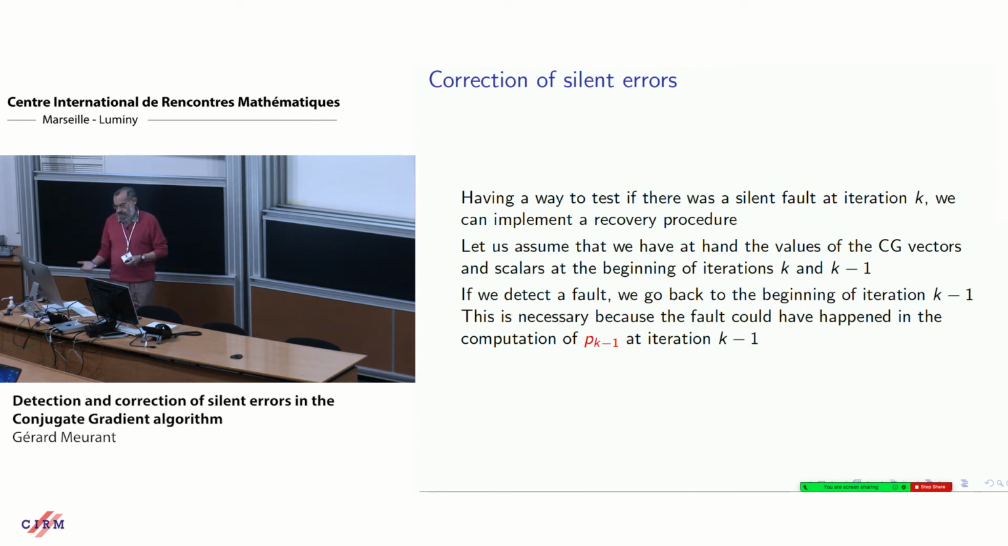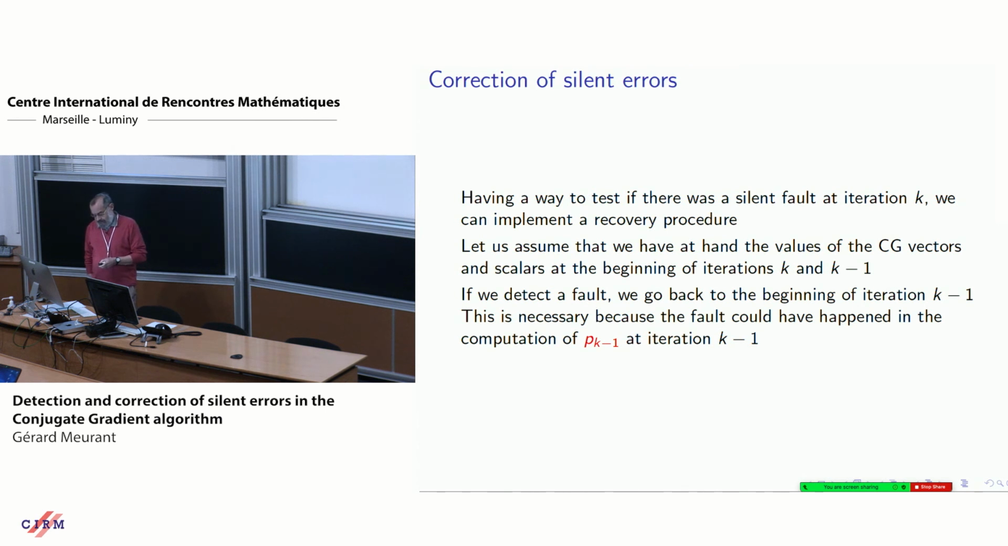So now that we have a way to know if there was a silent fault at iteration k, then we can implement a recovery procedure, right? You assume that you have at hand the values of the CG vectors and the coefficients at the beginning of iterations k and k minus 1. And if you detect a fault at iteration k, then you go back to the beginning of iteration k minus 1, because the fault could have happened at the computation of pk minus 1 at iteration k minus 1. So you detect you have a silent error, and you go back to the beginning of iteration k minus 1.